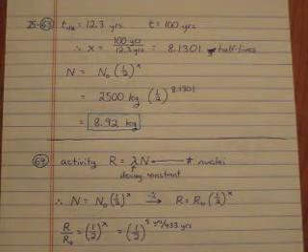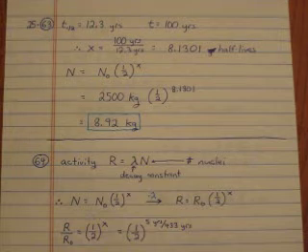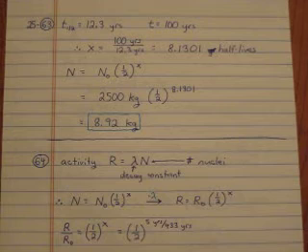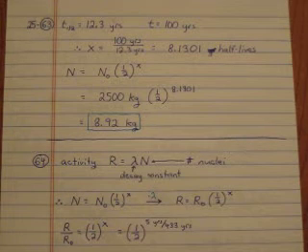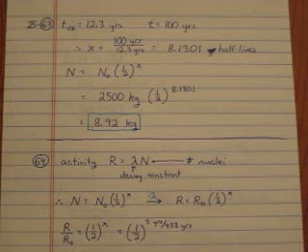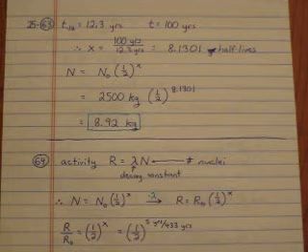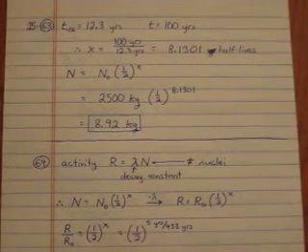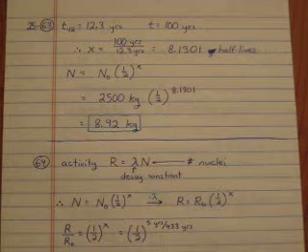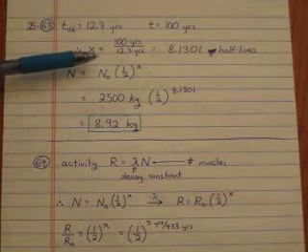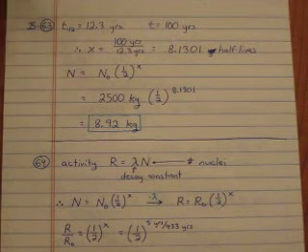Number 63. Tritium has a half-life of 12.3 years, and we want to know how much we have if we start with 2,500 kilograms. How much would remain after 100 years? Well, first of all, let's figure out how many half-lives go by. I'm going to use the same formula I used in the last problem. X equals 100 years divided by the half-life, 12.3 years, and we get about 8.13 half-lives that are going to go by.